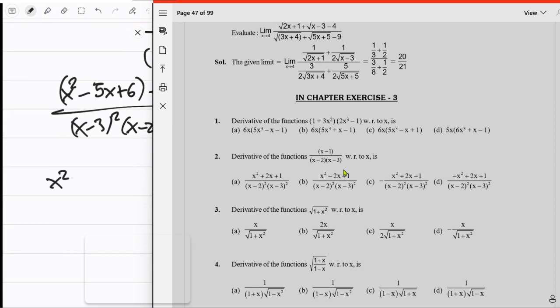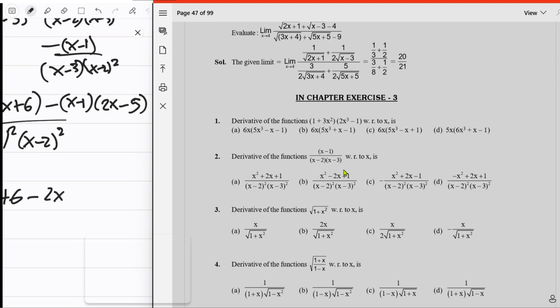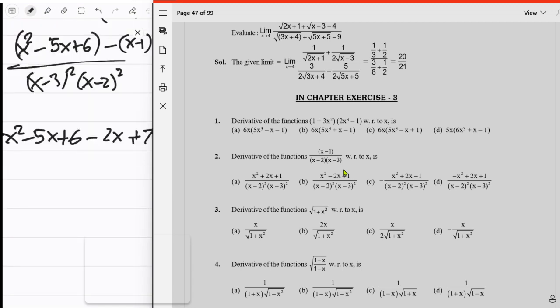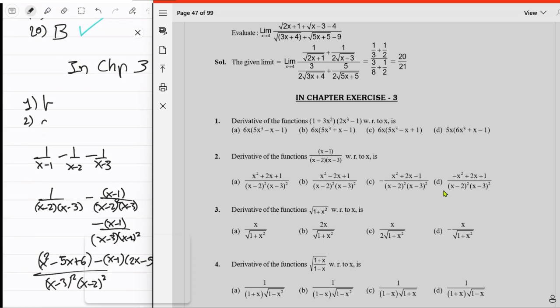So this is just x squared minus 5x plus 6 minus 2x squared. You got minus 2x and minus 5 is minus 7x. So plus 7x and then minus 5. Yes. And then all of that upon this thing, squared. Minus x squared plus 2x plus 1 upon x minus 3 squared, and then you got x minus 2 squared, which is this, right? D. Next question.